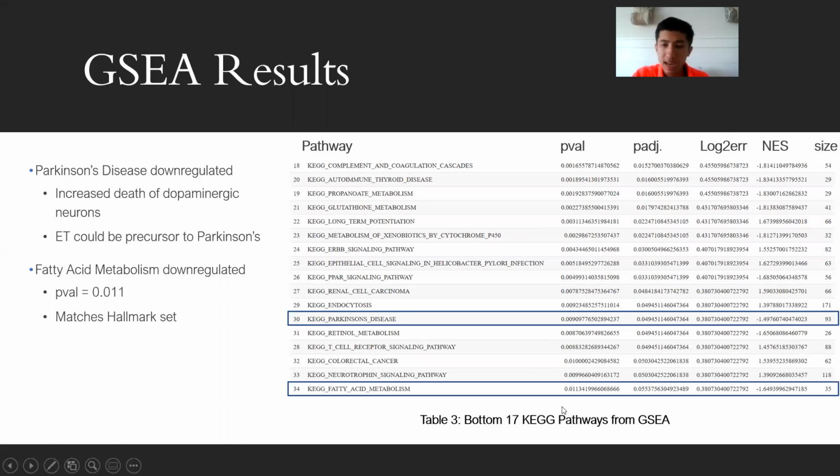And the fatty acid metabolism pathway, though not meeting the requirement of p less than 0.01, was also downregulated, and it matches the hallmark set. So this is worth noting because it's both in the hallmark and in this KEGG gene set.